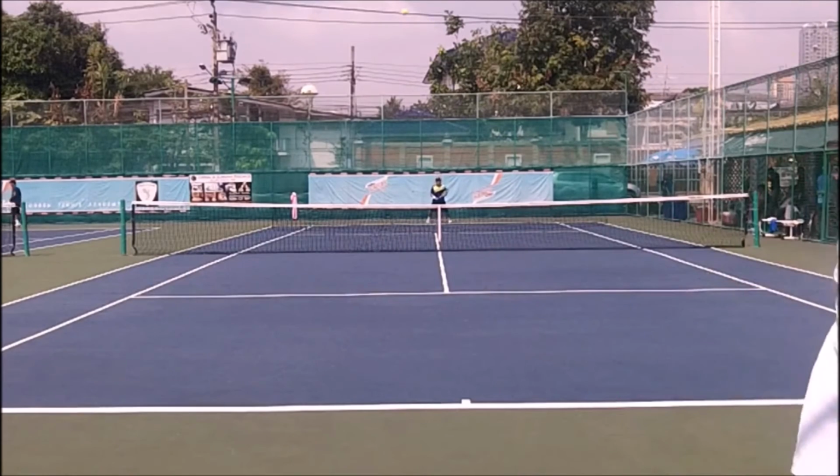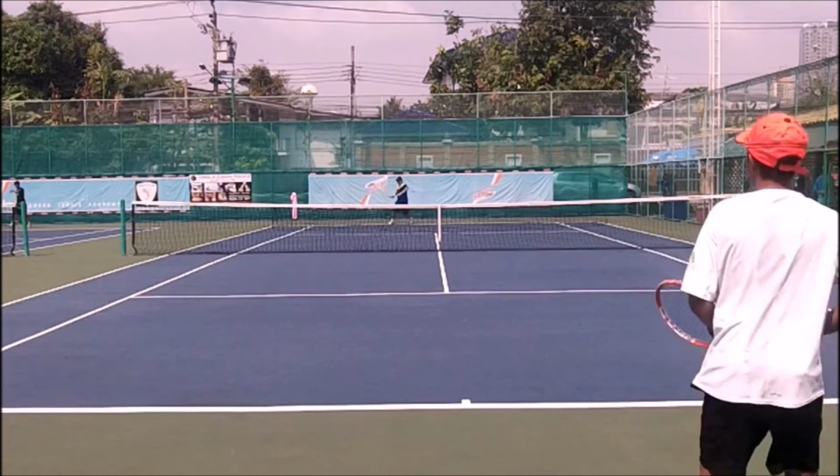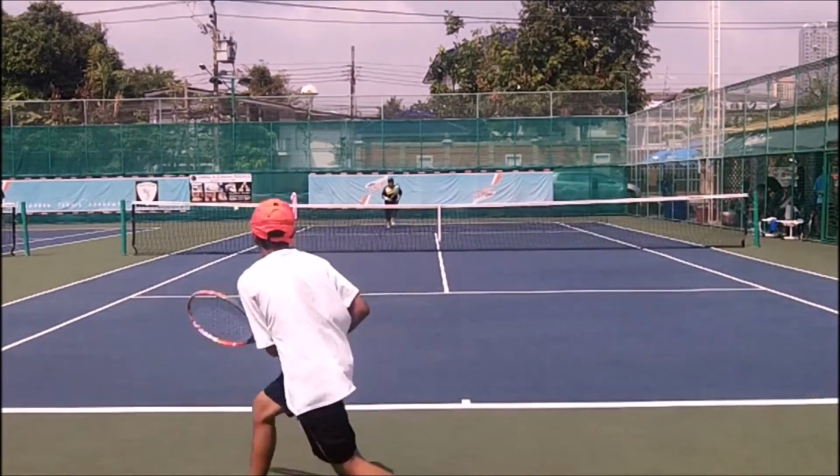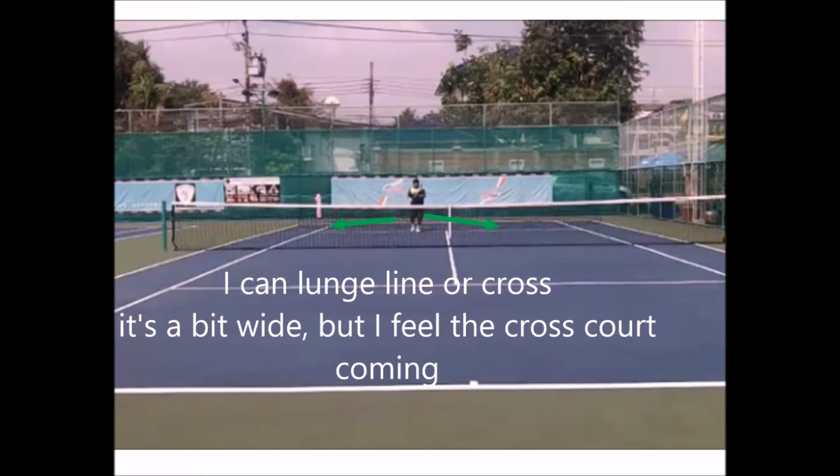Now, when I come in, watch how I come in. I follow the line shot, and I make it look like I take away the line shot, but I'm actually covering the cross. I can lunge line, left, or right, and cover cross. It's a bit wide, but I feel that the cross court is coming, so I give him a little bit more room on the line shot. Especially since the two-handed backhand has a difficult time hitting a clean down the line. It always drifts a little bit cross court. So I'm playing the odds here.